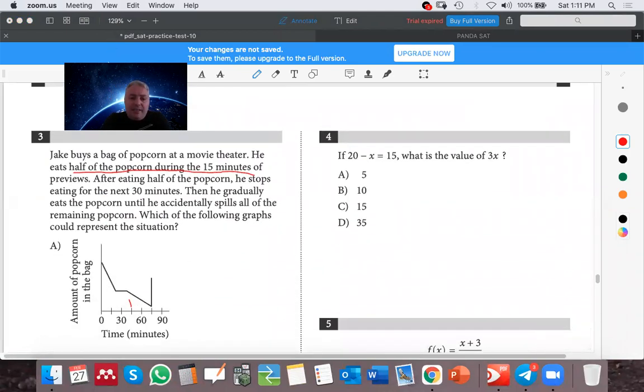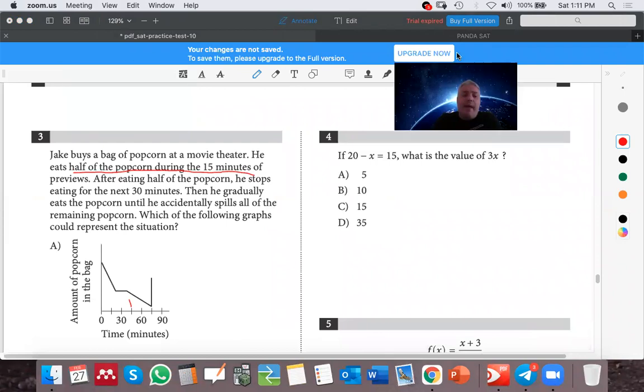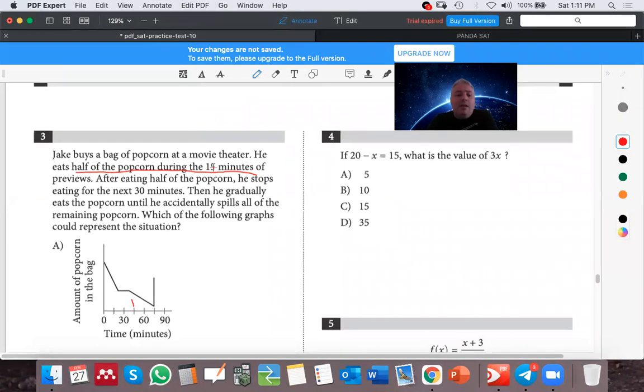After this, question number, let's say 3. What is the question number 3? It says that Jack buys a bag of popcorn at a movie theater. He eats half of the popcorn during the 15 minutes. So you have an amount, I don't know, but X amount. So in 15 minutes, you are eating, so the remaining one is X over 2. I don't know what the question will be, just in general, I am illustrating what I have.